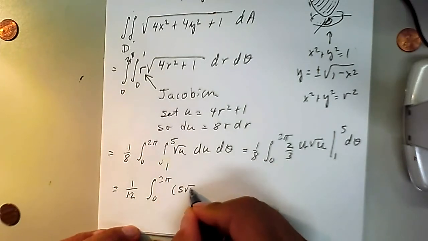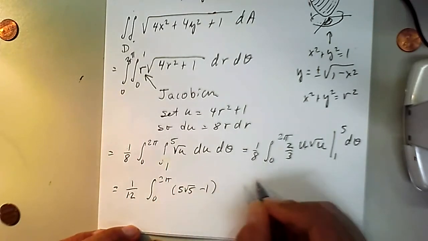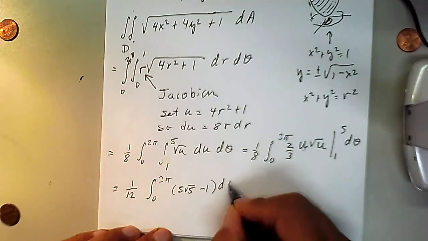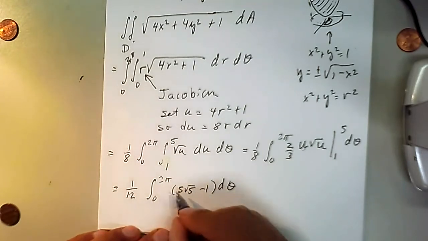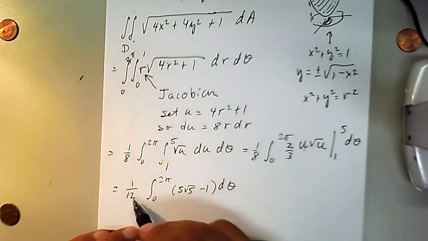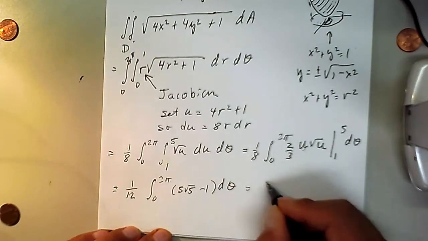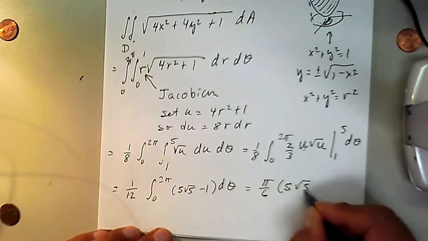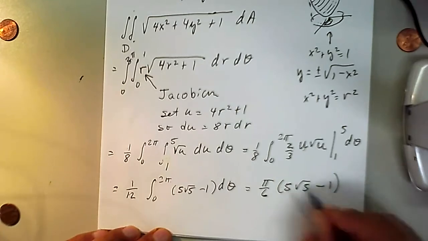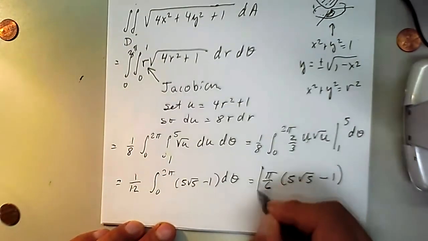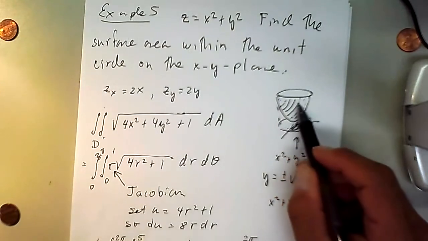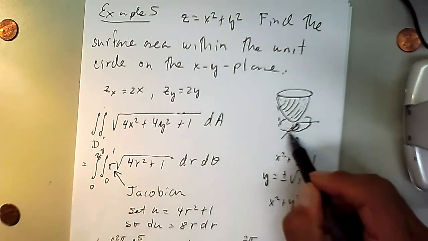It's 5 root 5 minus 1. When you plug in 5, you get 5 square root of 5. And when you plug in 1, you get 1 square root of 1, which is still 1. The d theta, so this is a constant, can factor out. We're going to end up with 2 pi with the 12 simplified down to pi over 6 times 5 root 5 minus 1. Make sure that is in parentheses. And that is the exact area of this surface over this disk.